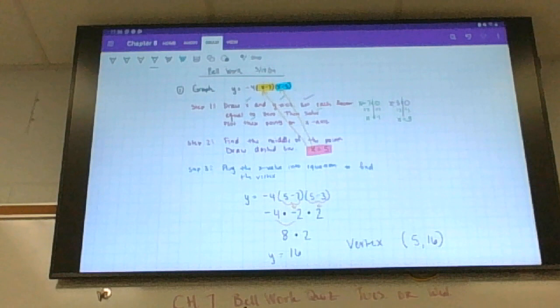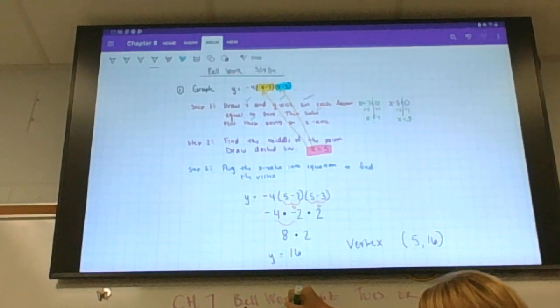You can use different intervals. They don't have to go by the same. And you can see that when we looked at 29 through 32 Thursday, they actually went by different intervals. Okay, so let me put my dot. I'm at 5, 16. Here's my vertex.